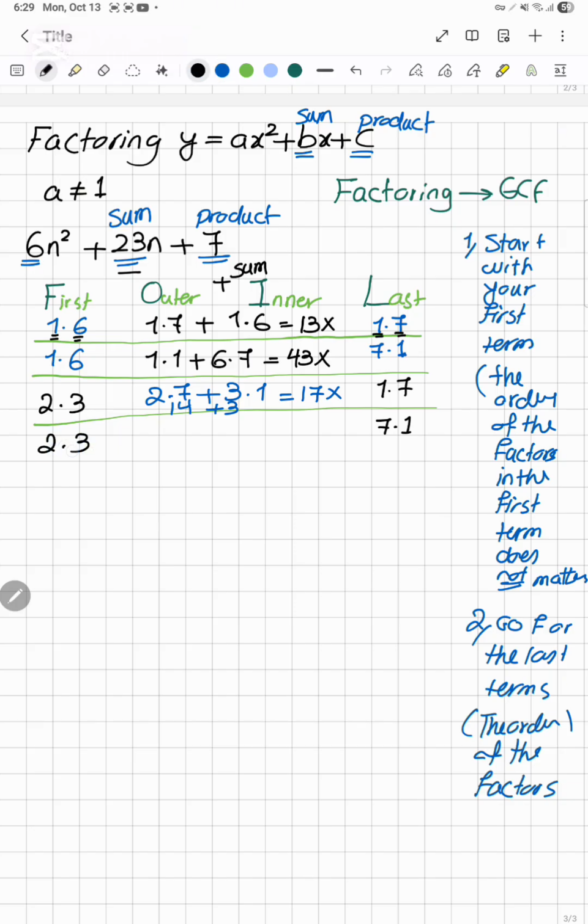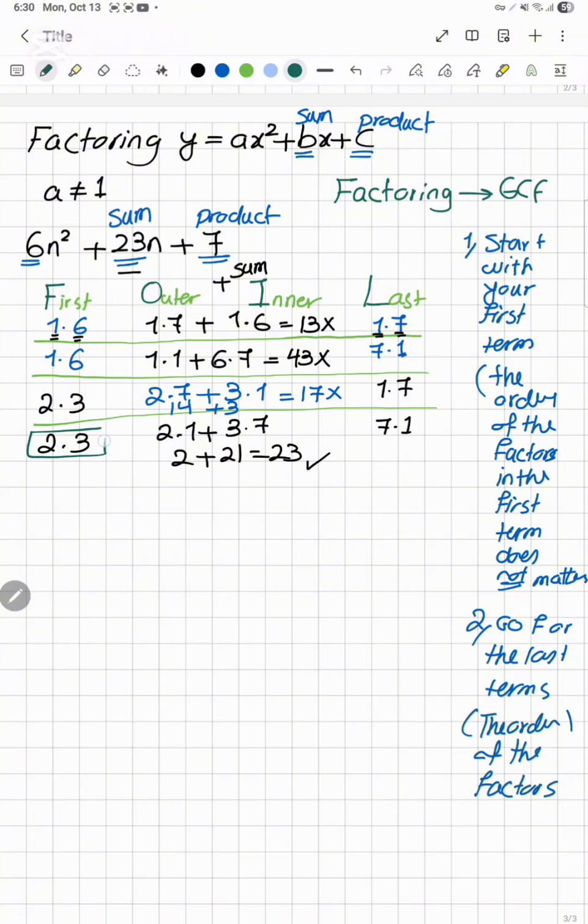Now I'm going to work with 2 times 3 and 7 times 1. 2 times 1 plus 3 times 7, outer and inner, is going to be 2 plus 21, which is 23. And that's the sum that I was looking for.